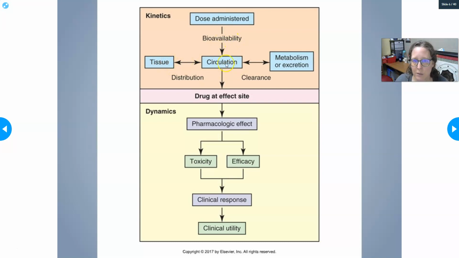Of course, the ultimate goal is, as it reaches the circulation and travels through the body, to reach the site where the therapeutic effect needs to happen, and that effect happens. At that site, then you have the pharmacological effect. And so this is the effect on the patient. So for example, does that drug work for that patient? This is where you can start seeing individual variability.